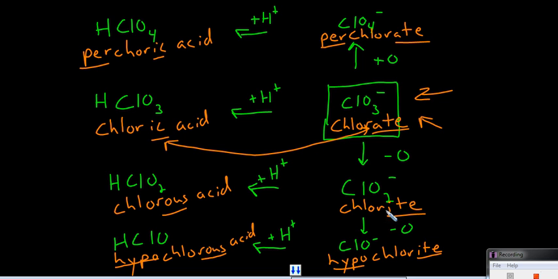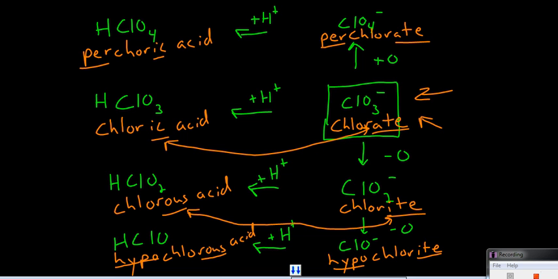Now, if we take a look at chlorite and we add a proton to it, then we are going to be calling the acid chlorous acid. You see, -ous and -ite are associated with each other. And then if we remove even another oxygen from chlorite to give hypochlorite, then we'll have hypochlorous acid.